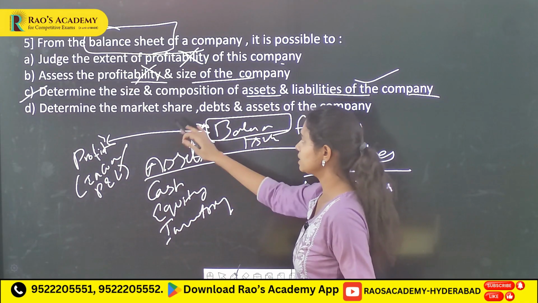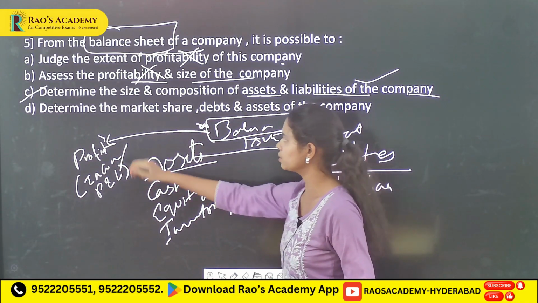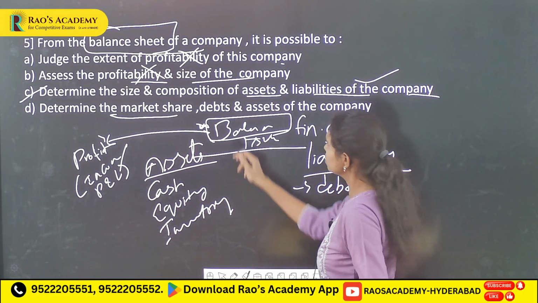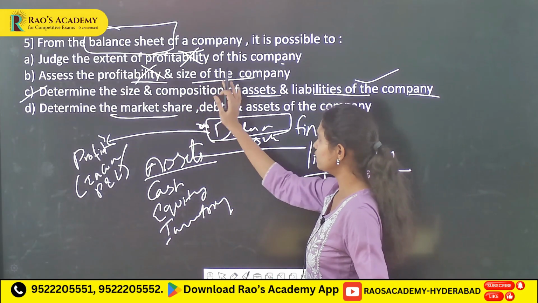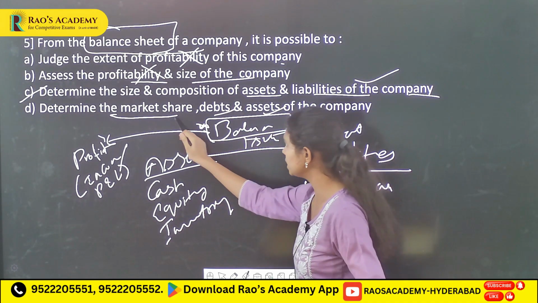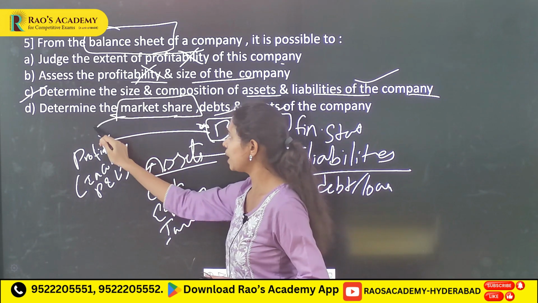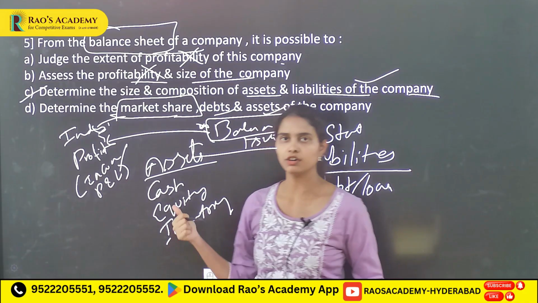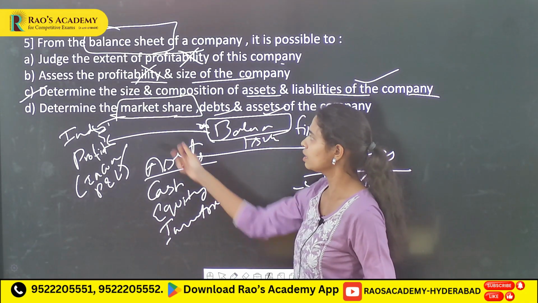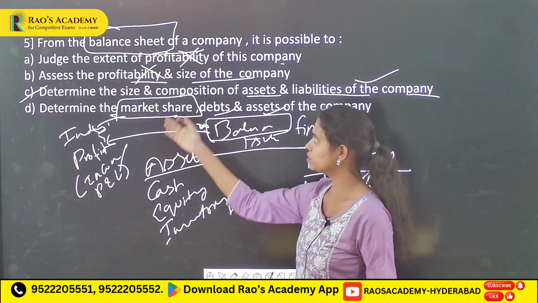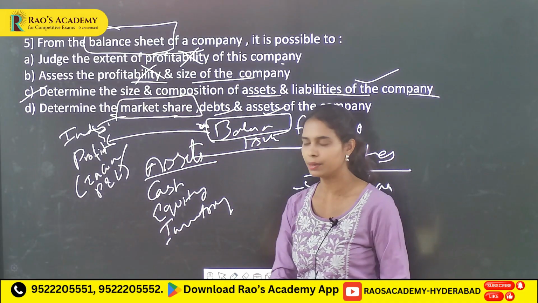And let's analyze the last one, being determine the market share, debts, assets of the company. So here obviously the balance sheet of a company is going to assess the debts as well as the assets of the company, but here if you see, the market share will be determined through the industrial analysis but not through the balance sheet. In that context, D is going to be an incorrect one. Here the correct answer is option C with regard to the balance sheet of a company.